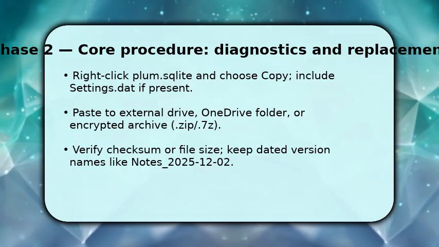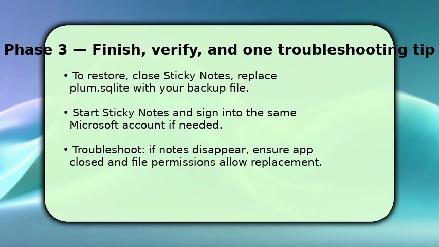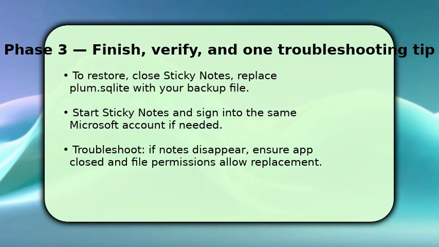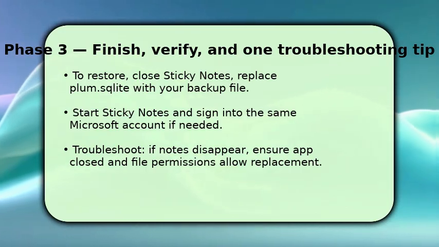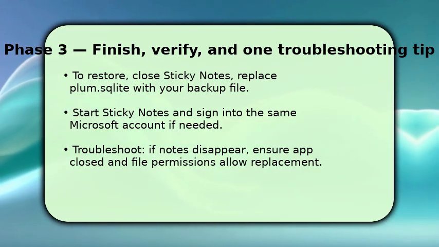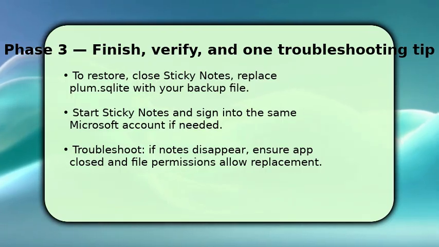To restore, close Sticky Notes and confirm it's not running in Task Manager. Then replace the current plum.sqlite in the LocalState folder with your backed up file, keeping file names identical. Once replaced, start Sticky Notes and sign into the same Microsoft account.